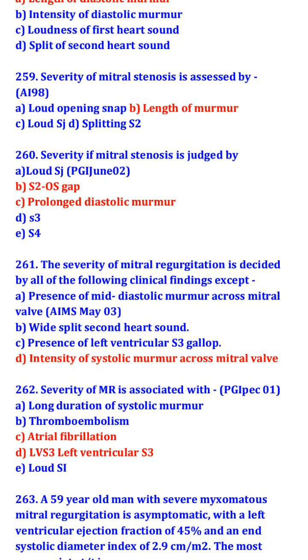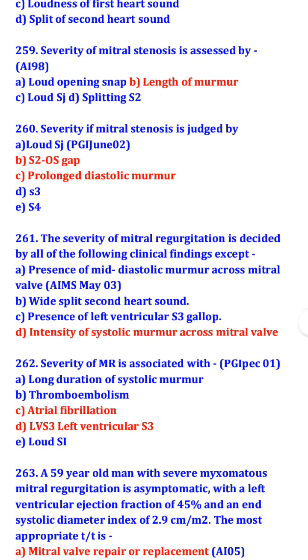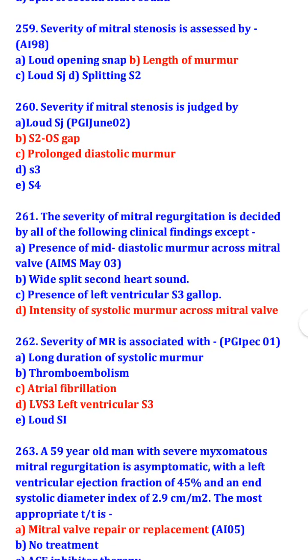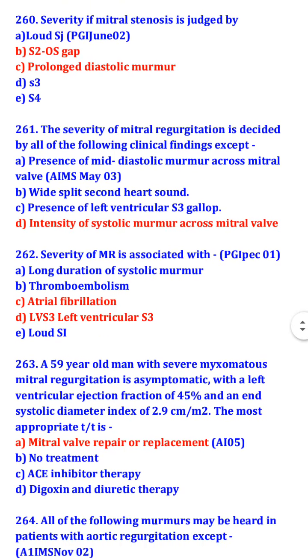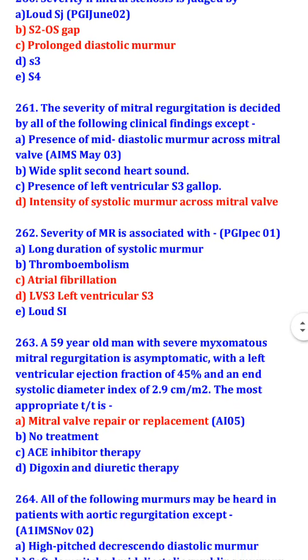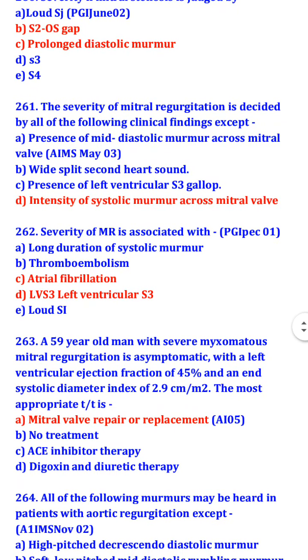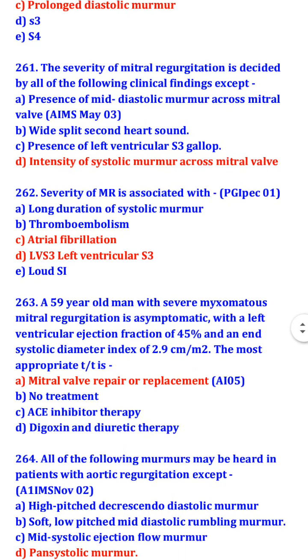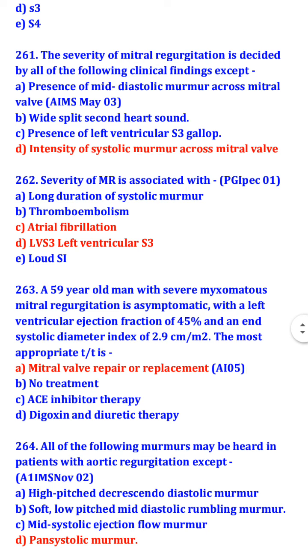The severity of mitral regurgitation is decided by all of the following clinical findings except intensity of systolic murmur across the mitral valve. So it is assessed by presence of mid-diastolic murmur across the mitral valve, wide split second heart sound, and presence of left ventricular S3 gallop. Severity of mitral regurgitation is associated with atrial fibrillation and left ventricular S3.